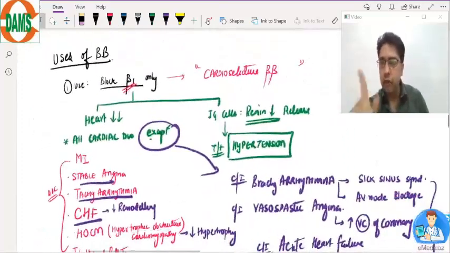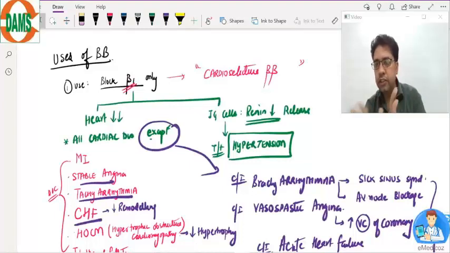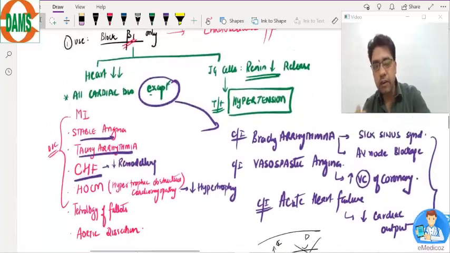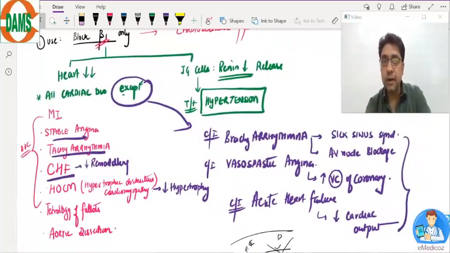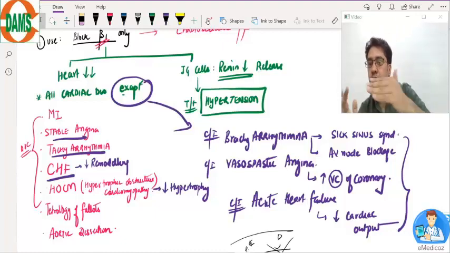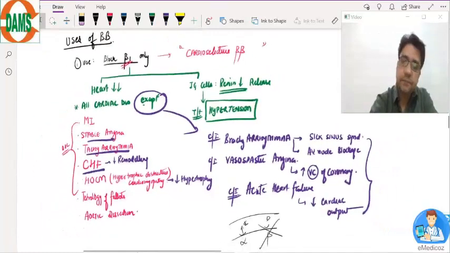Uses of beta blockers. If you want to block beta 1 only: beta 1 is present on the heart and kidney. In the kidney, it decreases renin release, treating hypertension. In the heart, all conditions where the heart is beating more, like MI, angina, HOCM, aortic dissection, CHF, mitral valve disease, and tetralogy of Fallot. But they are contraindicated in conditions where the heart is beating less, like bradycardia, acute heart failure, and coronary vasospasm known as vasospastic angina.